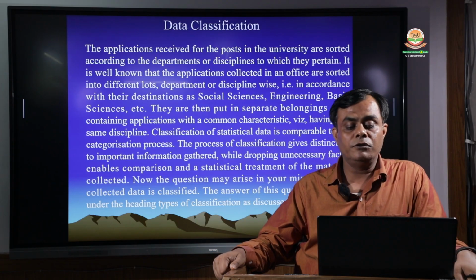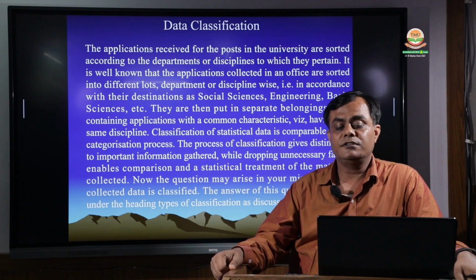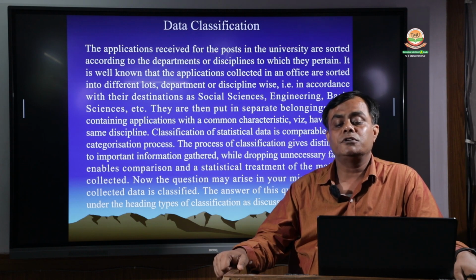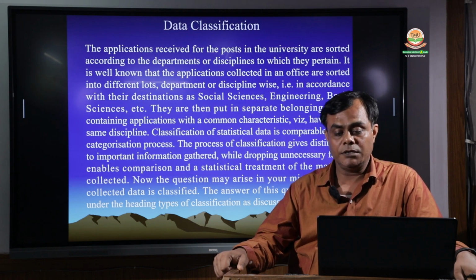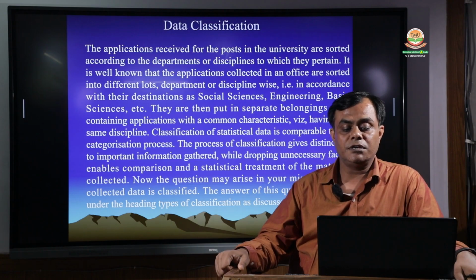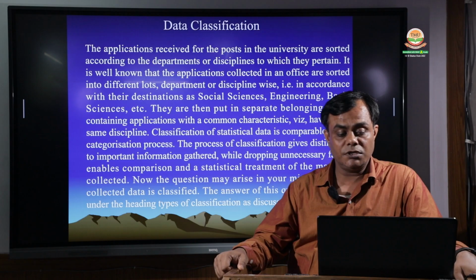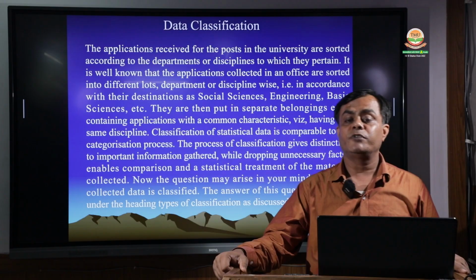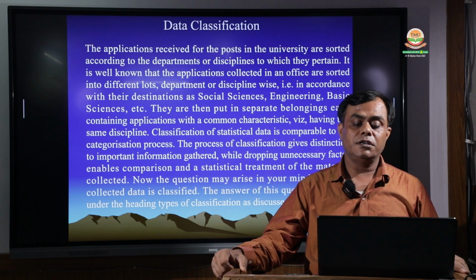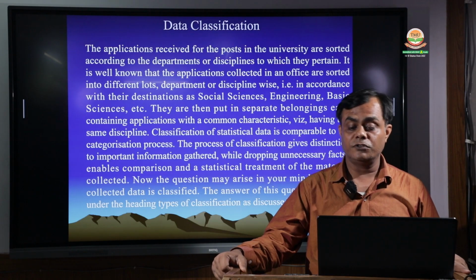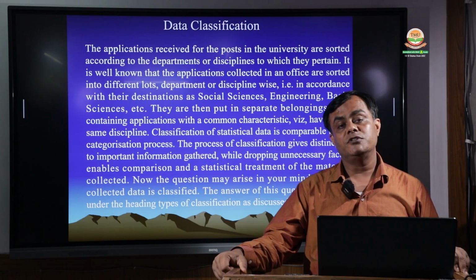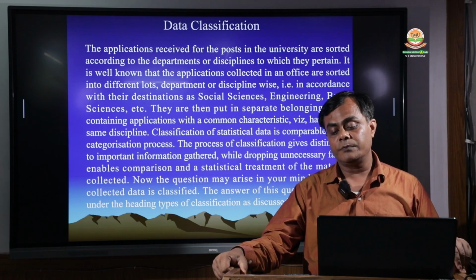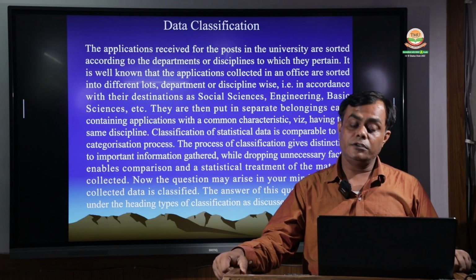It is well known that the applications collected in the office are sorted into different blocks, department or discipline wise, in accordance with their destination, such as social science, engineering, basic science, etc. They are then put in separate groups, each containing applications with a common characteristic, namely the same discipline. So classification of statistical data is comparable to this sorting process.